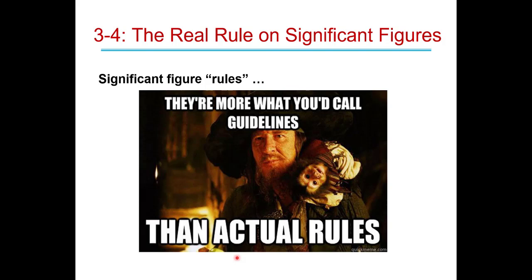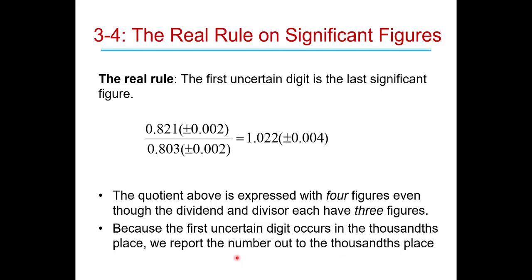But now we're able to do a better job. So our real rule of significant figures will tell us that the first uncertain digit, whether it's the ones place, the tenths, the hundredths, the thousandths, or whatever, that first digit is going to be our last significant figure. So this is always the right way to report significant figures. But to do that, we're going to have to propagate the uncertainty.